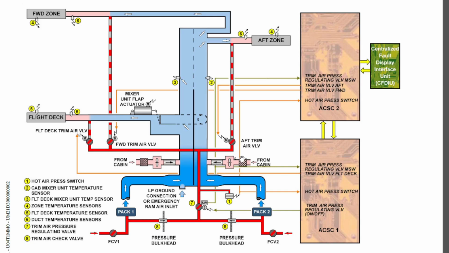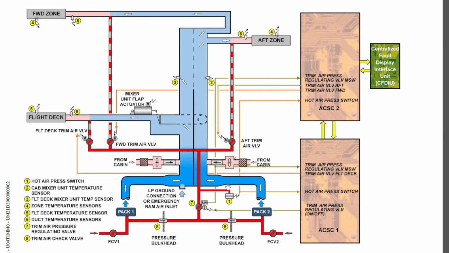The trim air valves are controlled using stepper motors. So the flight deck trim air valve is controlled by air conditioning system control computer 1. The forward zone and aft zone trim air valves are controlled by air conditioning system control computer 2. And the main function of the trim air pressure regulating valve is to ensure that the pressure of the hot air is maintained 4 psi above the cabin air to ensure proper mixing.